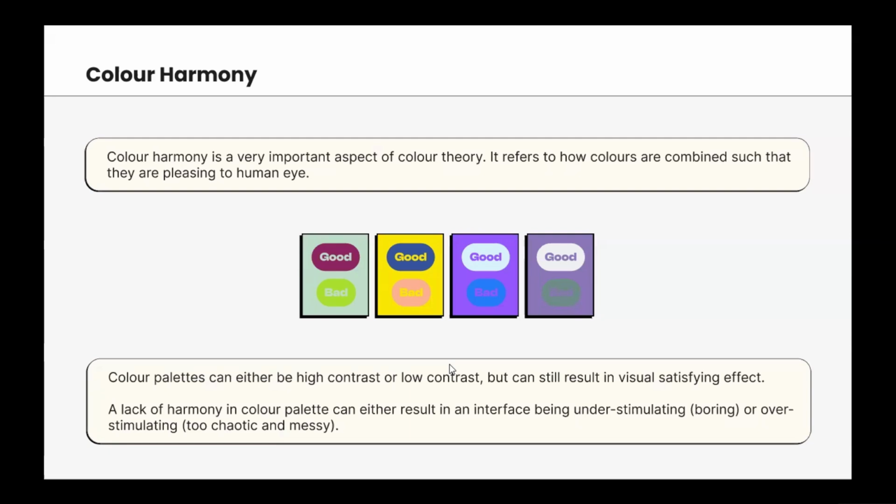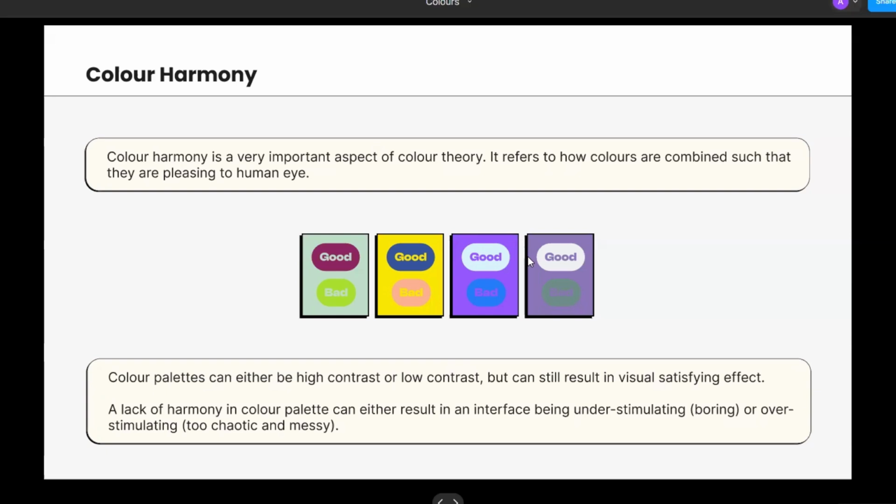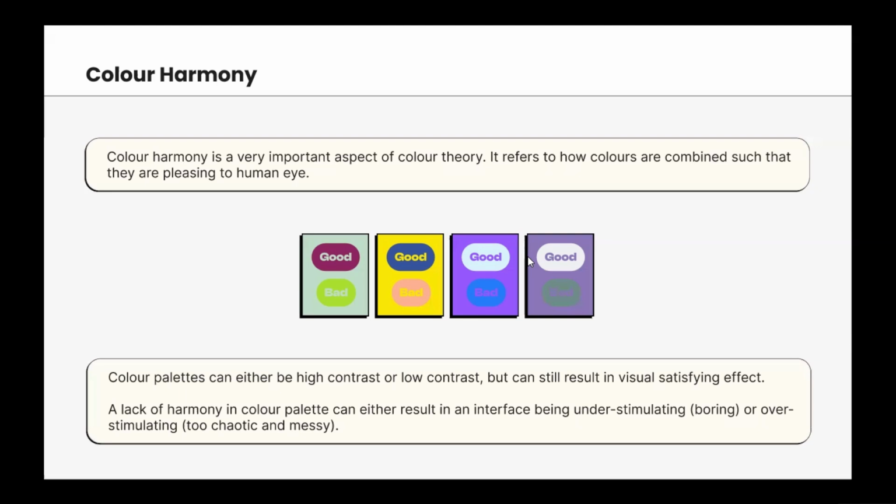So now let's talk about color harmony, which is a very important aspect in color. So what is color harmony? Color harmony simply means how you can combine colors that are pleasing to the human eyes. So colors can actually be high in contrast, so they could be overstimulating, or they can actually be understimulating.